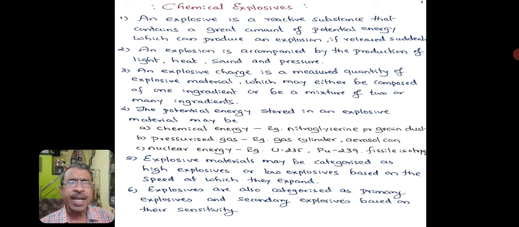If it contains chemical energy, the examples are nitroglycerin or grain dust. If it is pressurized gas, it may be a gas cylinder or aerosol. If it is nuclear energy, it may contain either uranium-235 or plutonium-239 as the fissile material.